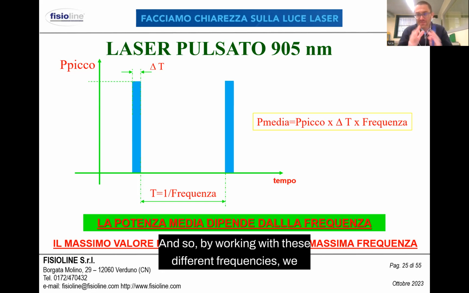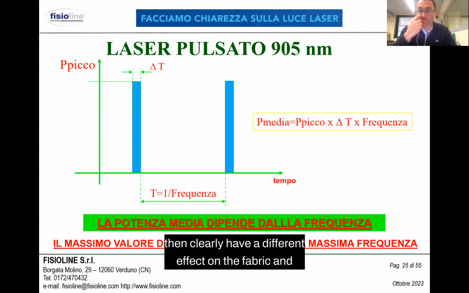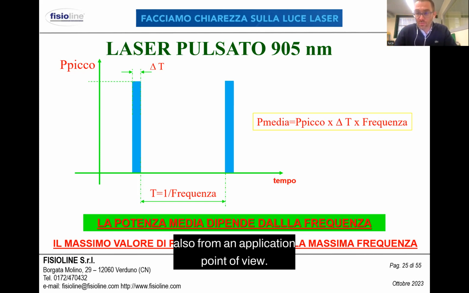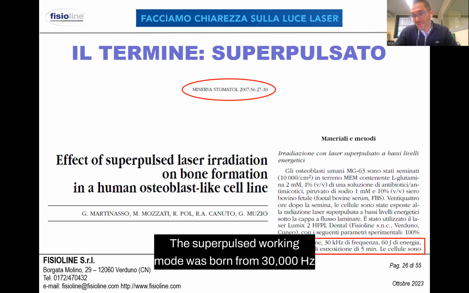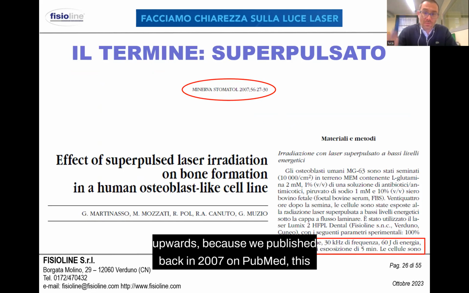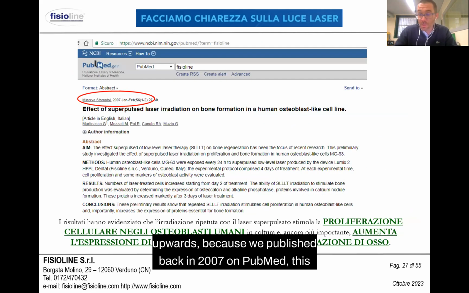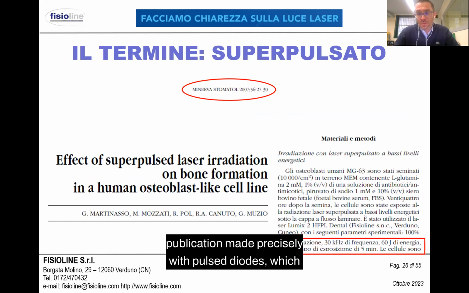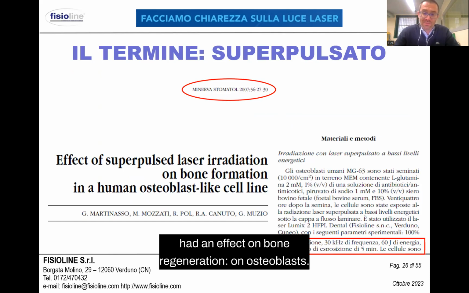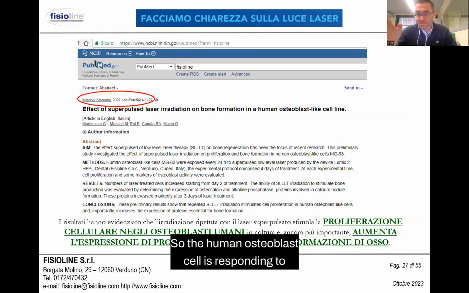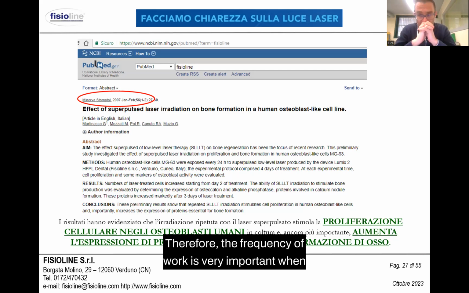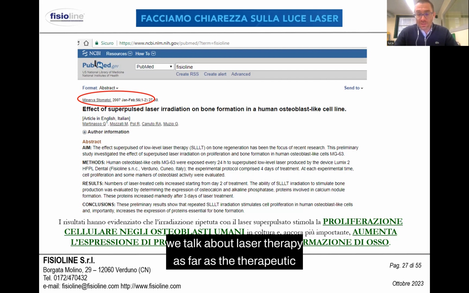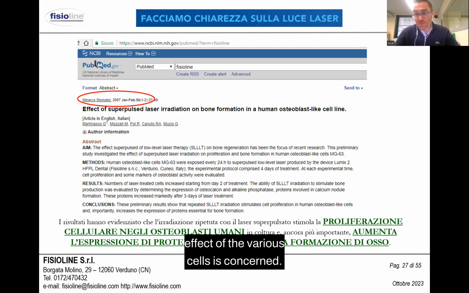And so, by working with these different frequencies, we clearly have a different effect on the tissue and also from an application point of view. The superpulsed working mode was born from 30,000 Hz upwards, because we published back in 2007 on PubMed. This publication, made precisely with pulsed diodes, showed an effect on bone regeneration, on osteoblasts. So the human osteoblast cell responds to this working frequency. Therefore, the frequency of work is very important in laser therapy as far as the therapeutic effect on the various cells is concerned.